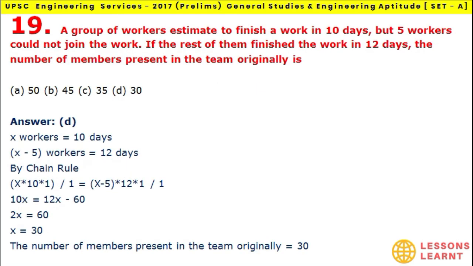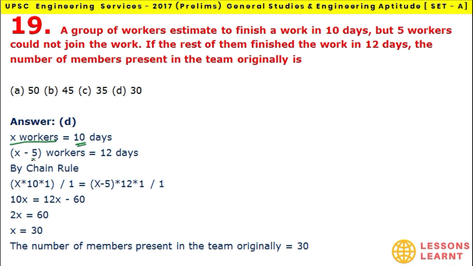Now we will see the 19th question. A group of workers estimate to finish a work in 10 days. So there is a group of workers which are targeting to finish the work in 10 days. So let those group of workers be X workers. And they are targeting to complete the work in 10 days. But 5 workers could not join the work. That means X minus 5. So X is the group of workers which we don't know how much exactly they were.